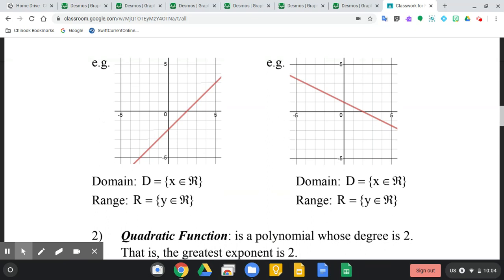There's our domain and range. For every line in the universe, the domain will always be all real numbers, and the range will always be all real numbers. Now let's talk about the quadratic function.